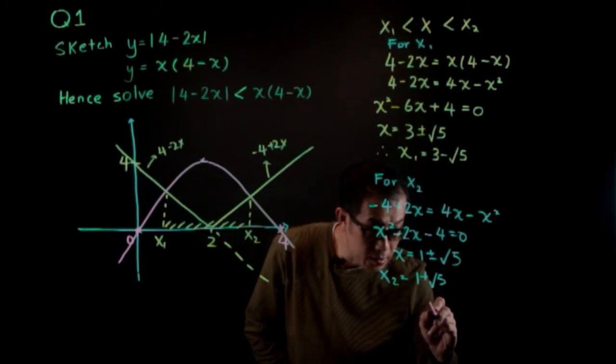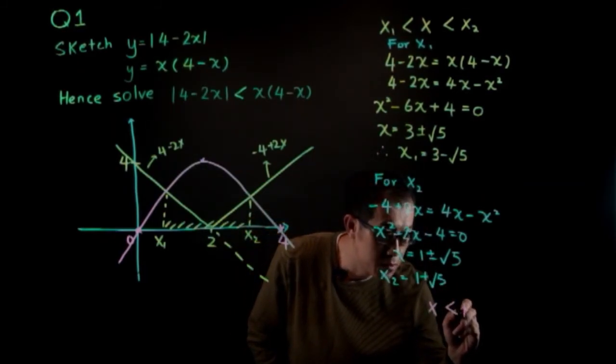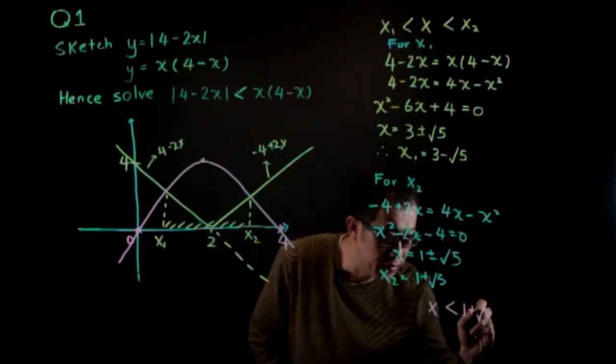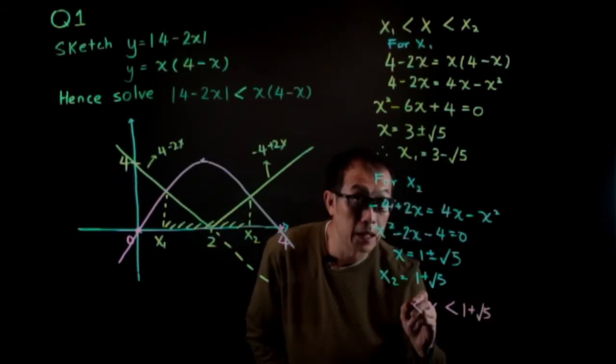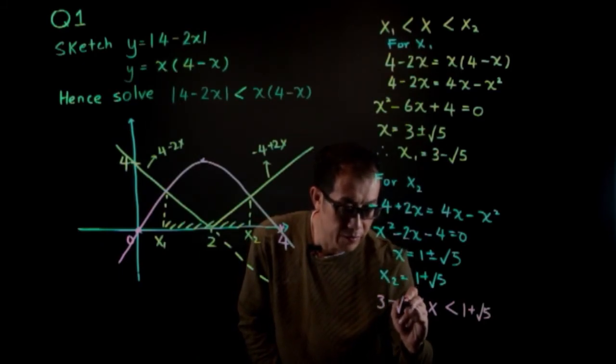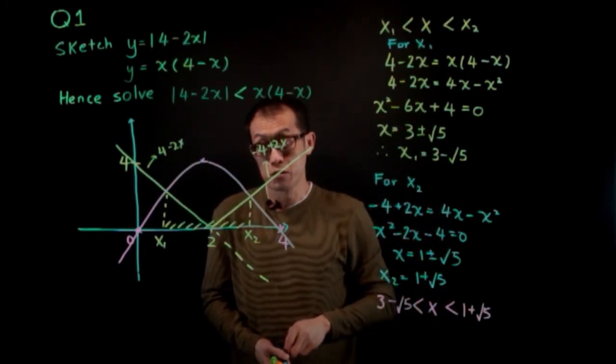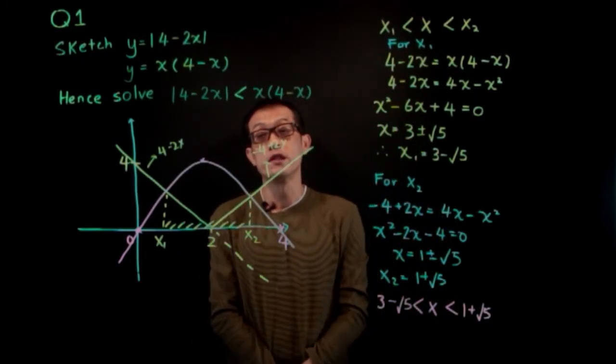So x will be smaller than 1 plus root 5, but greater than 3 minus root 5. For that, we come to the end of question 1. Let's move on to question number 2.